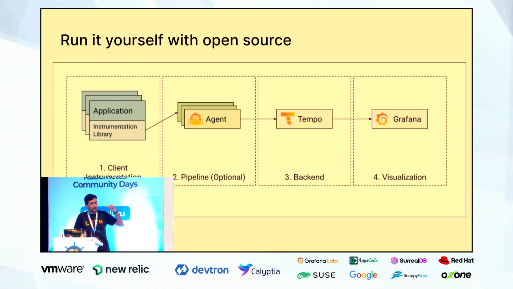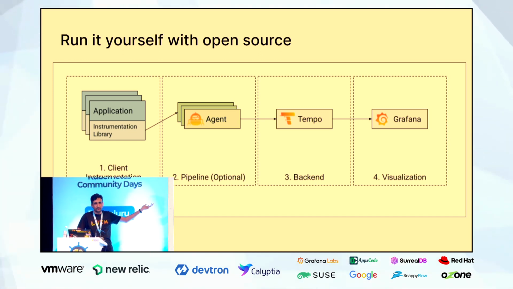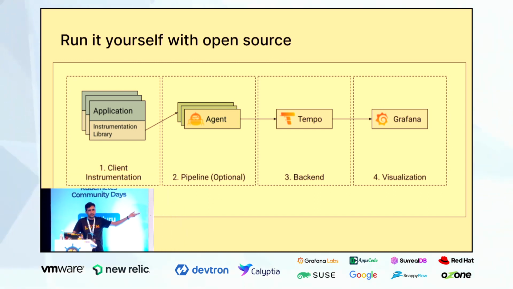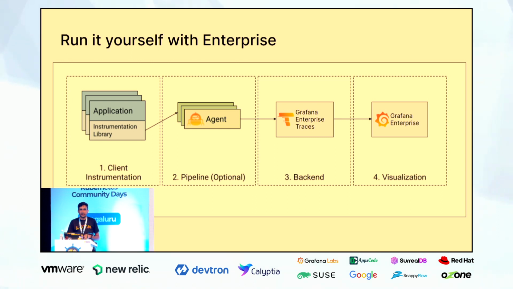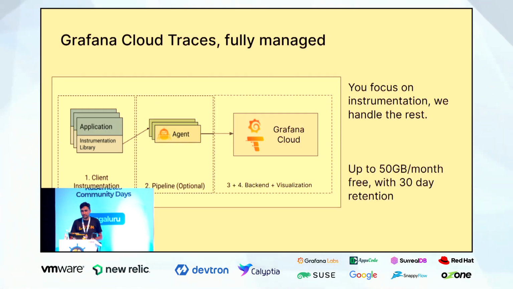So one way is you can use Tempo open source. You can instrument your application, use an agent like Grafana agent or any other OTel collector, store in Tempo and Grafana, and now this is your tracing setup. If you have enterprise needs, you can use Grafana Enterprise, but for the majority of folks, open source Tempo is more than enough. And if you don't want to run it, you can just get a fully managed service from Grafana.